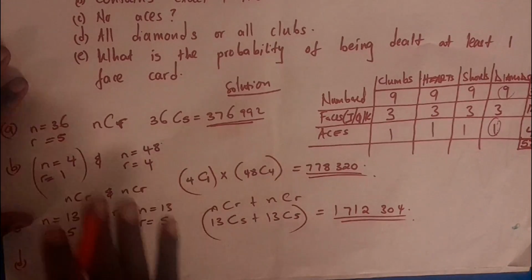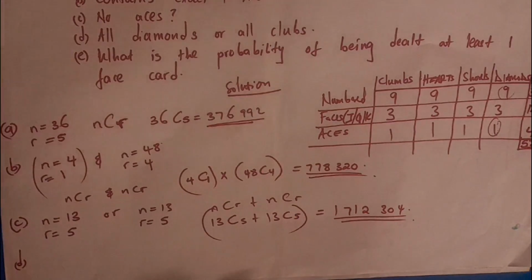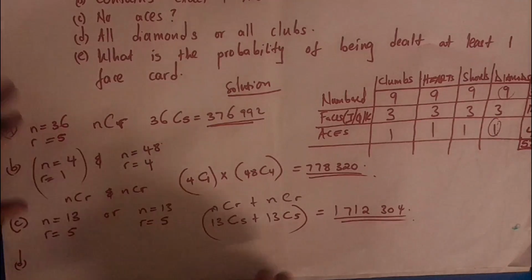And then on the last one, what is the probability of being dealt at least 1 first card? Now this question, you can try on your own. You are free to pause the video and try this one. This one is actually different from the other ones, because on the other ones we're dealing with the ways. But now we are dealing with the probability. What is the probability of being dealt at least 1 first card?